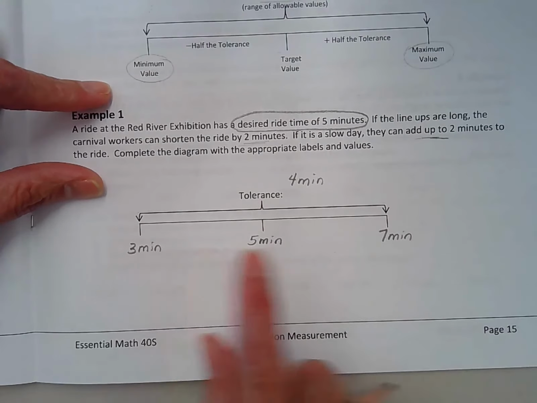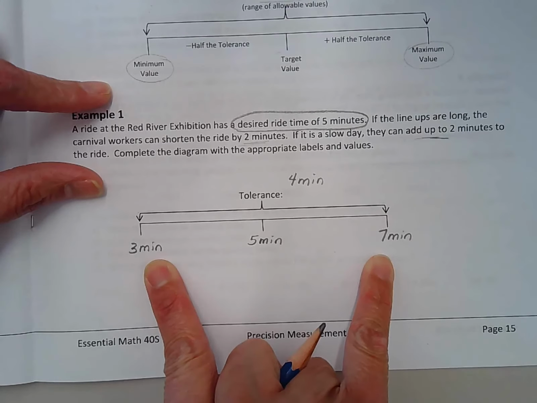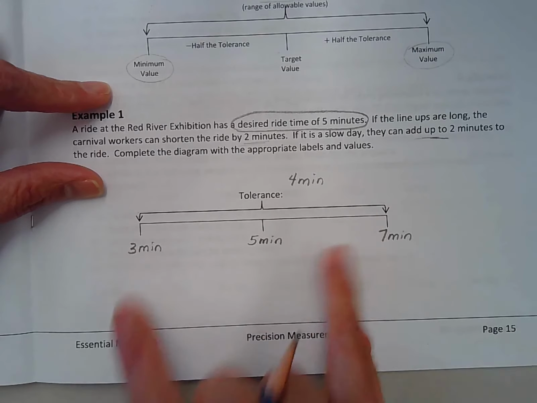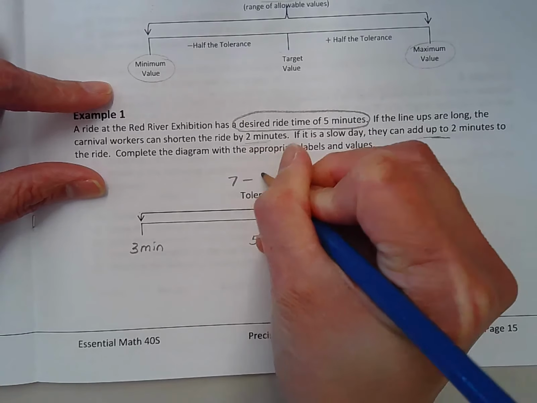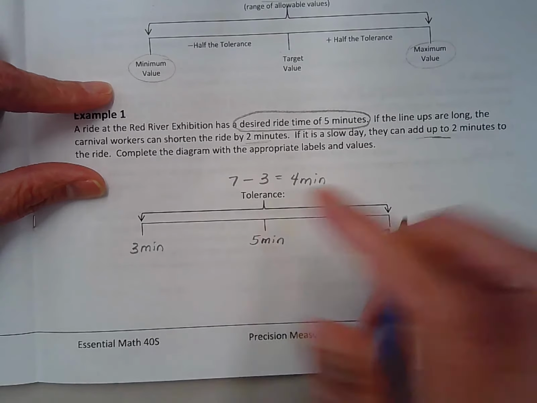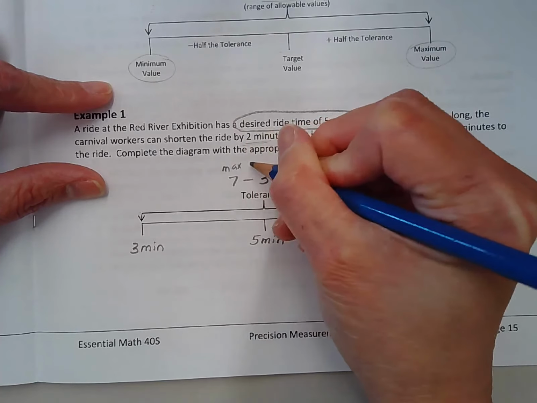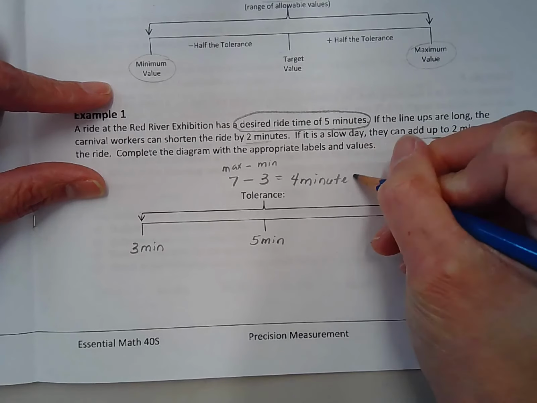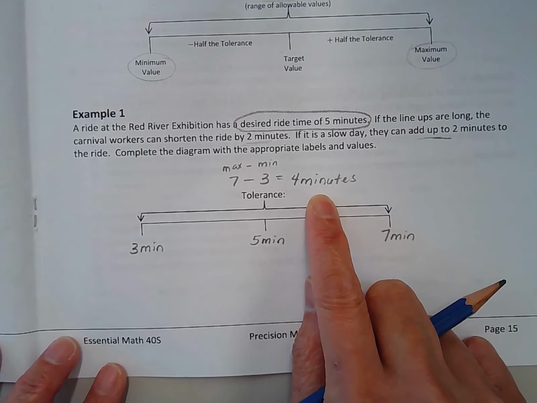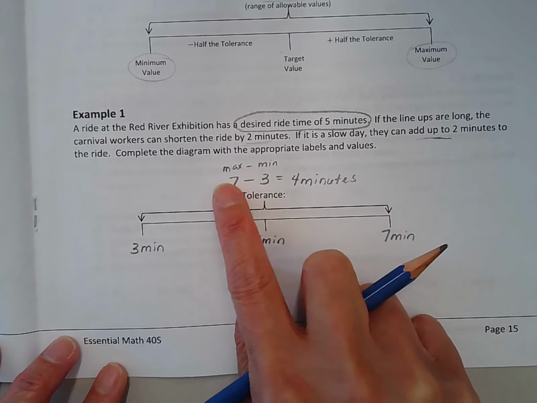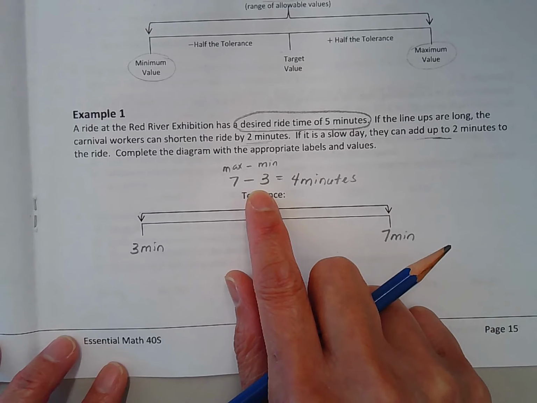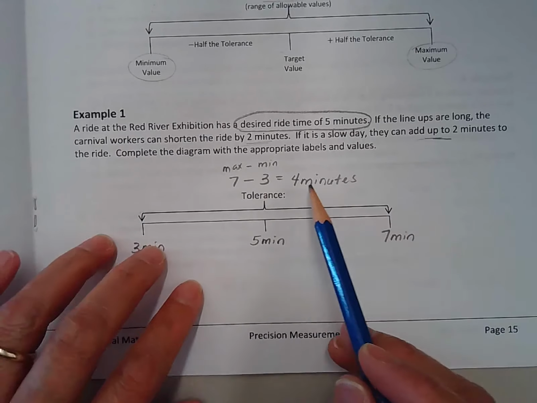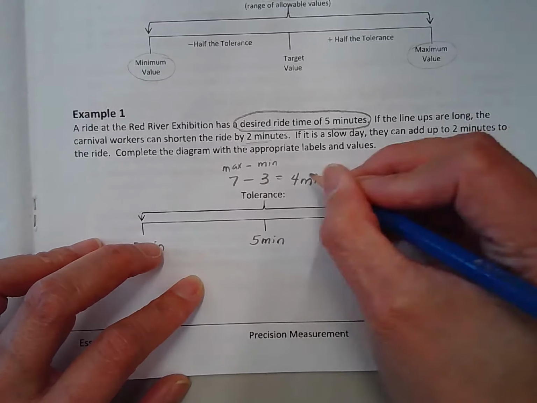So how would you get that? It's easy when it's like this. You can just say the difference between these two is 4. You can go 7 minus 3, maximum minus minimum. Okay, 7 is our maximum time, 3 is our minimum time, so the difference is 4 minutes. So this is the full tolerance.